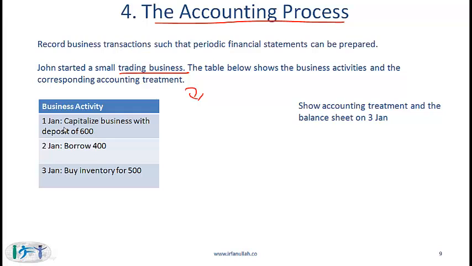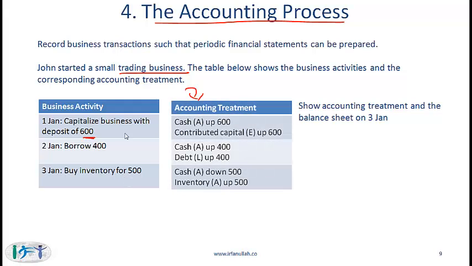John capitalized the business with an initial deposit of 600. You need to come up with the accounting entries. Then John borrowed 400 and he bought inventory for 500.